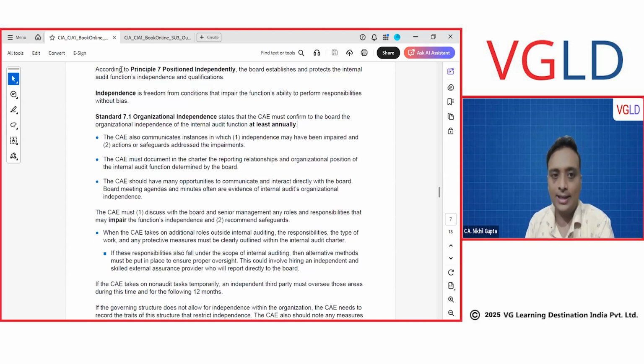If there is any threat to your independence for any reason, we have to understand what safeguard measures we can take and how we can resolve it through discussion with the management. And even if your scope is limited and you're not able to perform your duties, you can resign after that.